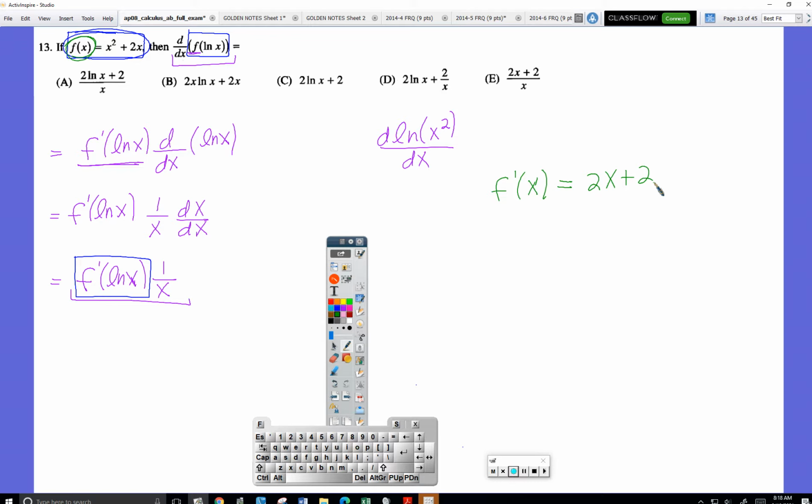So now we do what Brindley said. We're supposed to find f prime when the x value is ln of x. So this thing becomes, don't forget the 1 over x piece, this is going to become 2, plug in ln of x, plus 2, and all of that has to be multiplied by 1 over x, like so. Questions?